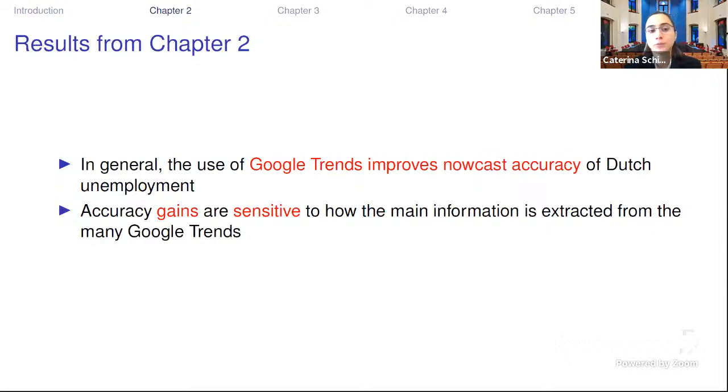And it turns out from chapter two that these Google Trends can improve the nowcast accuracy of Dutch unemployment over only using survey-based and claimant counts data. However, these gains in accuracy are very sensitive to how we extract the main information from these many Google Trends and how we filter out the relevant ones.